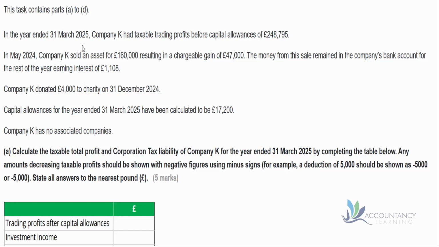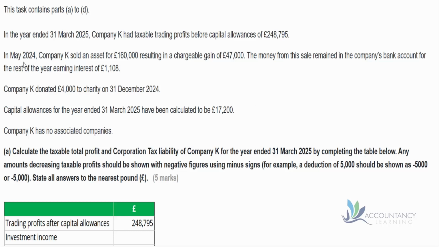In the year ended 31st March 2025, Company K had a taxable trading profit before capital allowances of 248,795. So that's what we want to put in our first box. There's our trading profits, so we have 248,795. We've dealt with that first number. Now I know this is before capital allowances, whereas we want after capital allowances. So I'm going to need to adjust this, but I don't want to do it now. I don't want to waste time searching for where the capital allowances are in the question. I'll make the adjustment later when I find the information that I need.